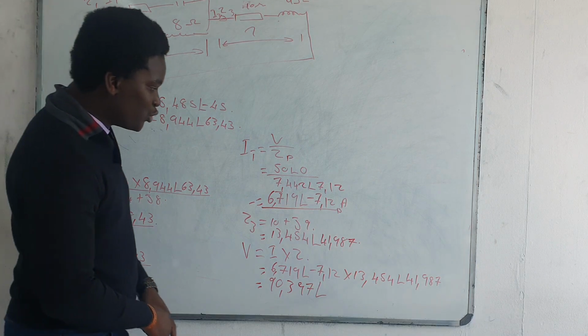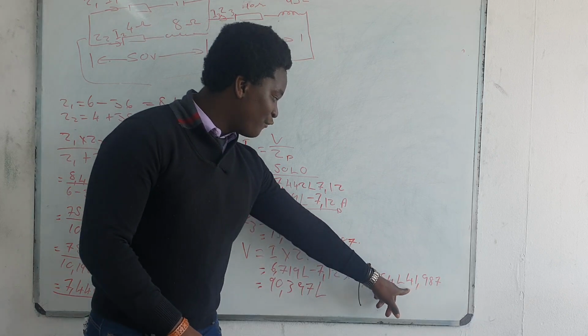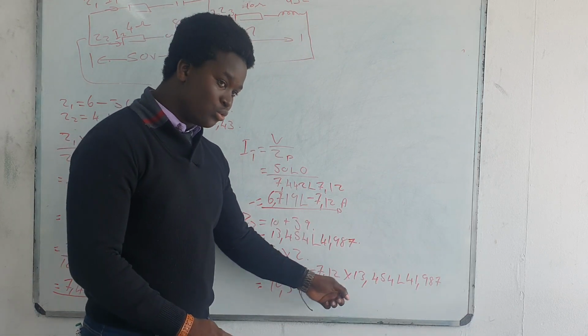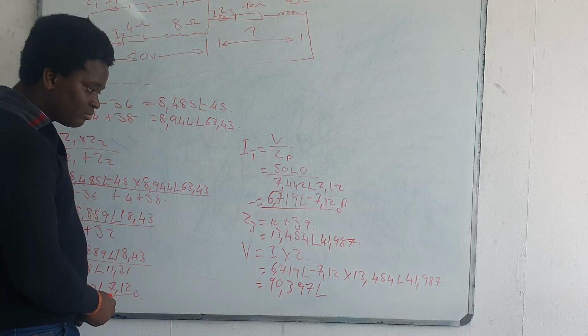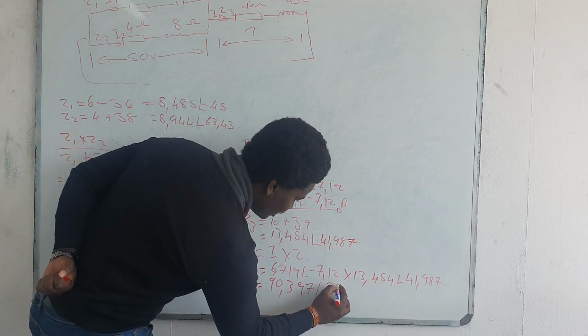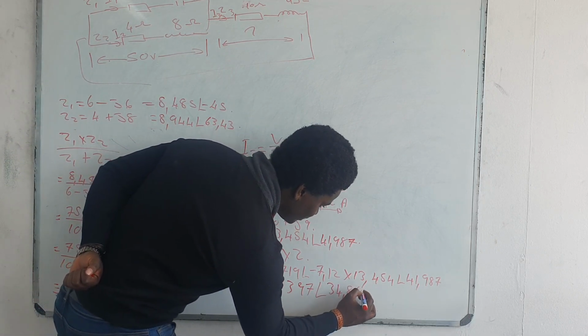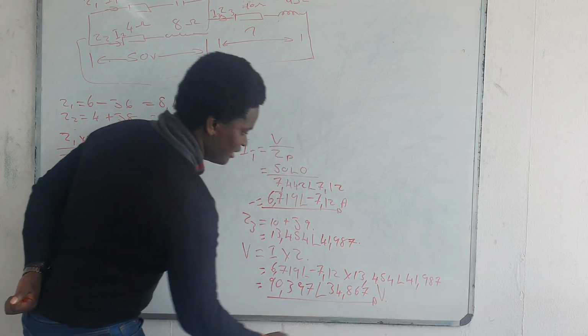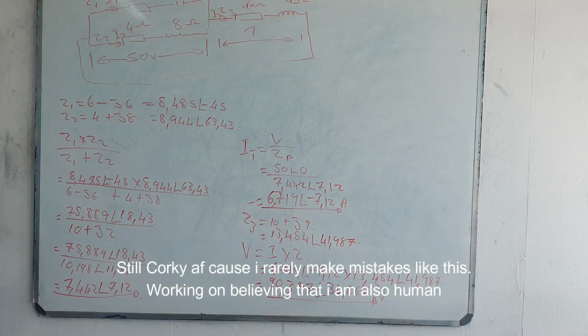Yeah. And now if we do our angles, what do we get? 41,987 minus 7,12 is 34,867. Now, this is our answer. How come that one was wrong? Where did we make a mistake for the previous one? I don't think we made a mistake.